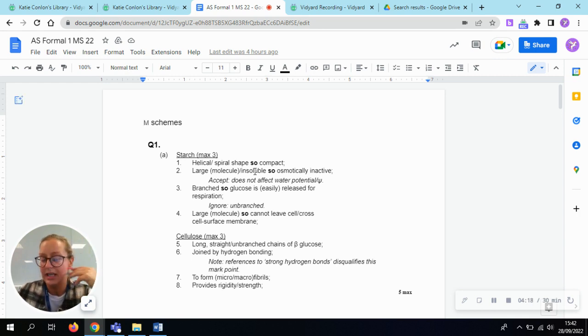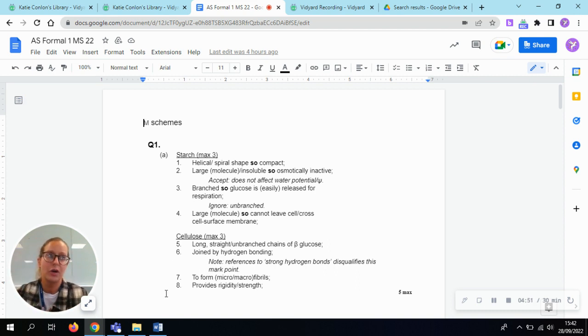Now, on this particular question, there's a potential 5 marks to be got. However, if you only write about starch in your answer, you can only achieve a maximum of 3 out of 5. So even if you wrote down every single one of these points that's outlined here about starch, you will still only receive a maximum of 3 marks. You've got to make sure there's a good balance between your starch and cellulose. I would always go for 3 points about starch, 3 points about cellulose.